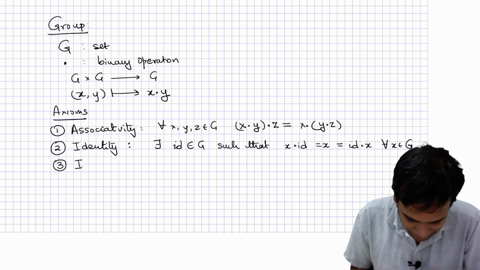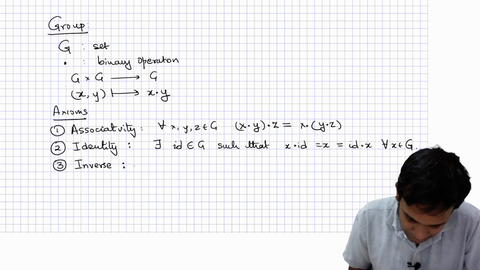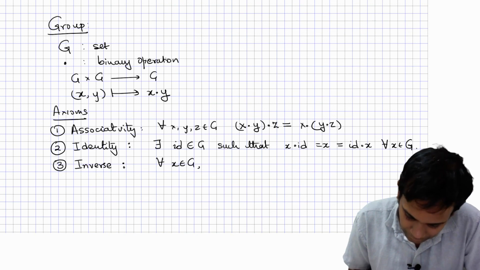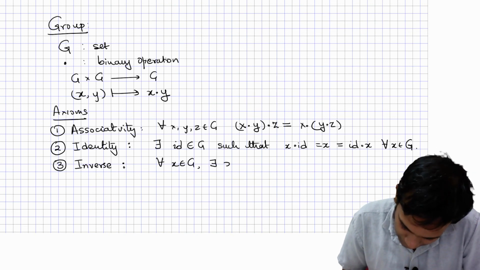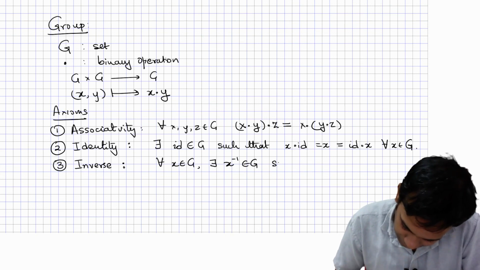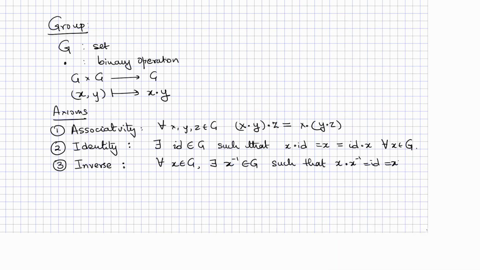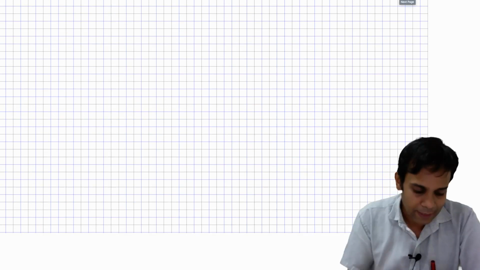And the third axiom is the axiom of the inverse. This axiom says that for every element x of G, there exists another element x inverse in G, such that x dot x inverse is identity, and that's the same as x inverse dot x. So these are the axioms for a group. Let's look at some examples.